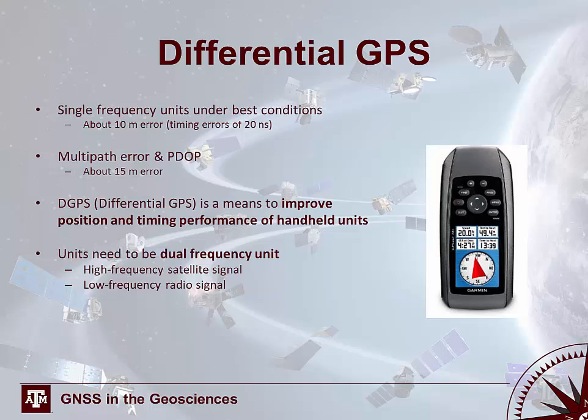So differential GPS, as I said previously, is a way to partially correct for errors that are common between the roving and base station receivers. And essentially DGPS is a way to improve your position and timing performance of handheld units. In order to utilize differential GPS, you need to have a dual frequency unit. What this means is that it can receive the high frequency satellite signals as can any other GPS receiver, but it can also receive a low frequency radio signal that's transmitted from the base station and received by the roving GPS receiver.